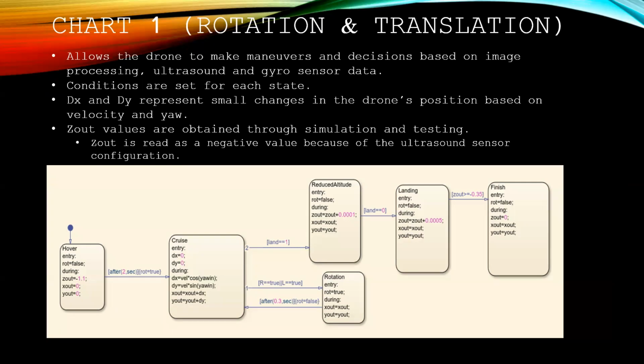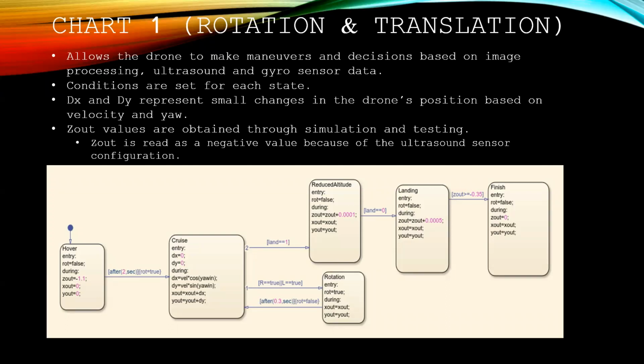After 2 seconds have passed, the drone will enter its cruise state and begin moving forward at a predetermined velocity constant of 0.000562. This simply means that the velocity of the drone will be constant while moving linearly. dx and dy represent small changes in the drone's x and y coordinates based on the yaw and velocity values. This is why those variables are added to the x out and y out in the cruise state so that the drone can continue moving forward at a predictable rate.